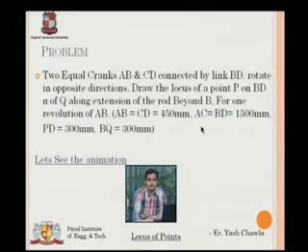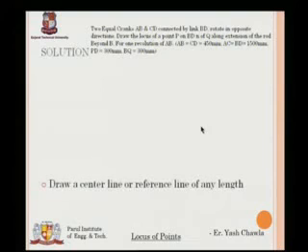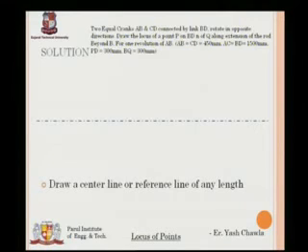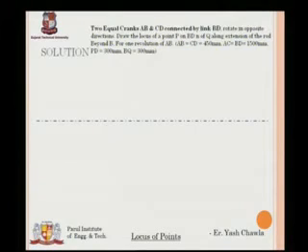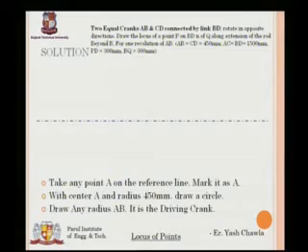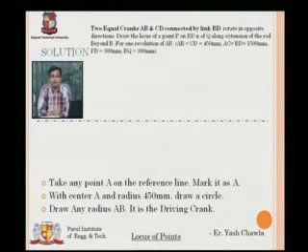Now let's go to the first step. What do we do? We are going to follow the same rules that we did. We will draw the center line first. Then the next step, take any point A on the reference line. First of all, we are going to take a point A on the reference line, and that is the driving crank. So we are going to take a point, say point A, as you can see on the left hand side of the screen beside the video.